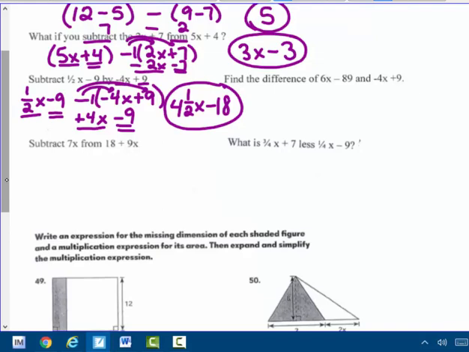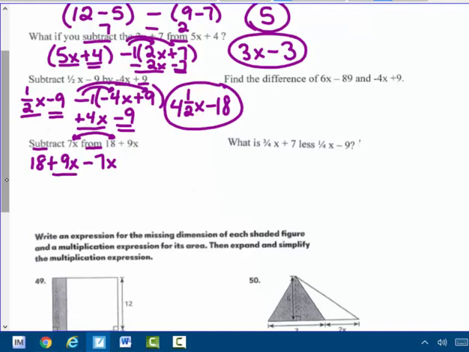Subtract 7x from 18 plus 9x. Well, there's those two words. So I know this order switches. So 18 plus 9x, subtract from it the 7x. It's only a single term. Yes, I could put this in parentheses, not needed. Don't need to put it in the parentheses, so I'm probably not going to. I'm going to erase that. So take away 7x. It's only a single term. I don't have to distribute.